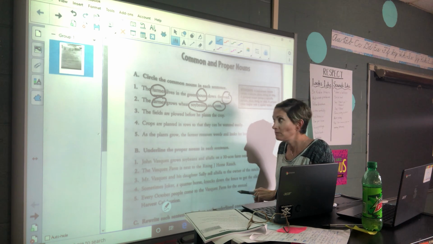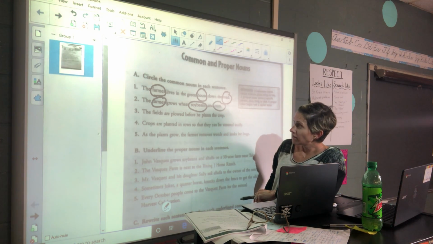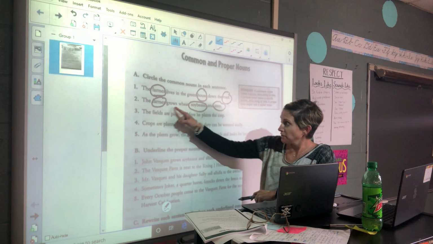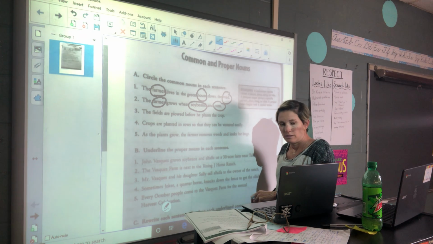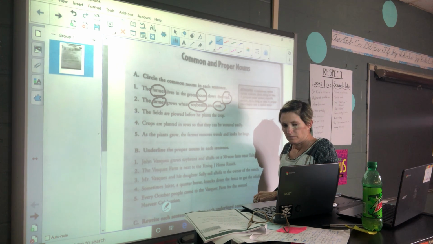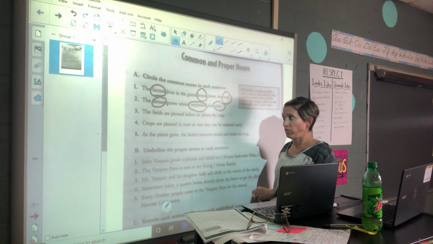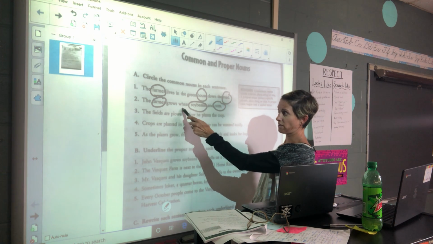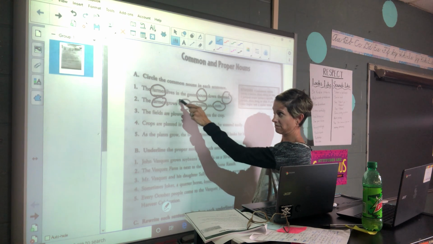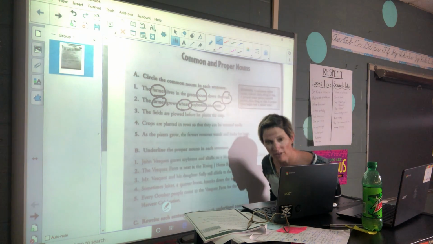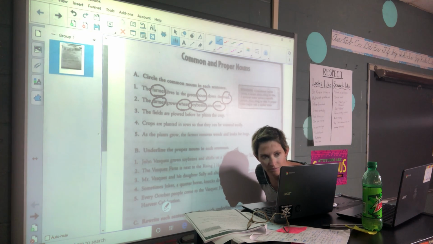The field. Or just field. No, it says the farmer grows wheat, soybeans, and corn. So there's no field in there. So this is soybeans, corn, so this has to be what? Wheat. Okay, remember guys, you have it right in front of you too. It's right in front of you.